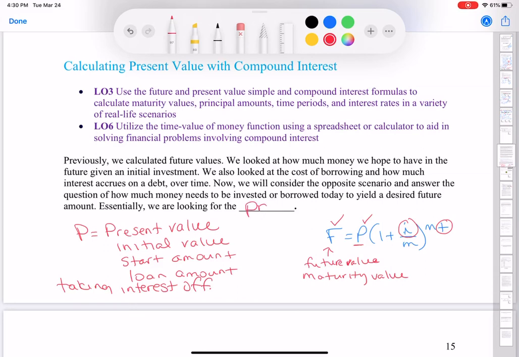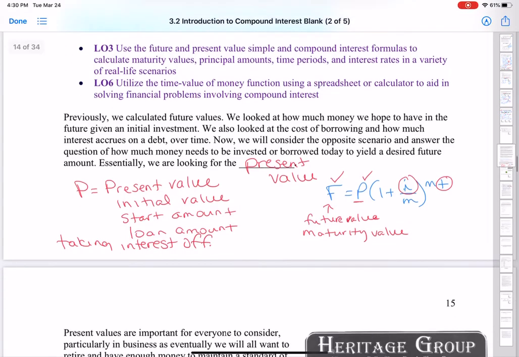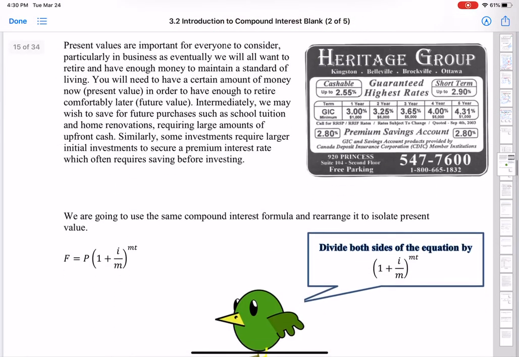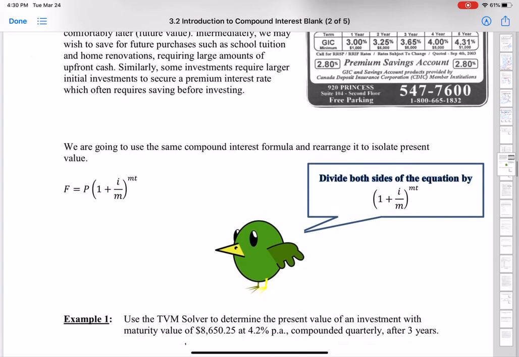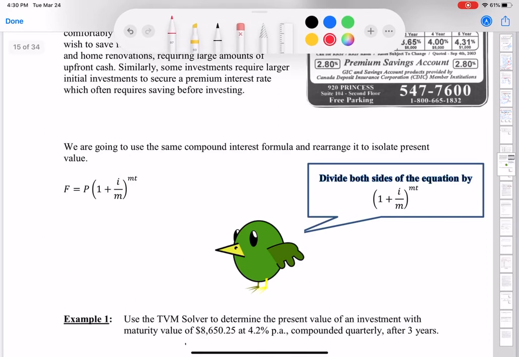All right, so we are not using any formula that's new. Instead, we're going to use the same formula. There's only one formula for the compound interest questions that we are doing in this course. All right, so let's take a look at how we can use this formula for present value. Now, currently, this is the formula that we've been using for future value.